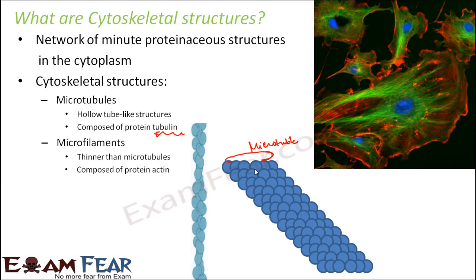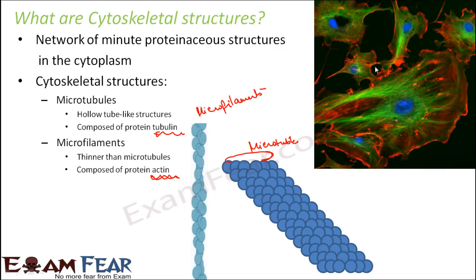And on that are present microfilaments, which are very thin when compared to microtubules. This is how microfilaments look. They are composed of the protein actin. So these two structures together form the cytoskeleton.